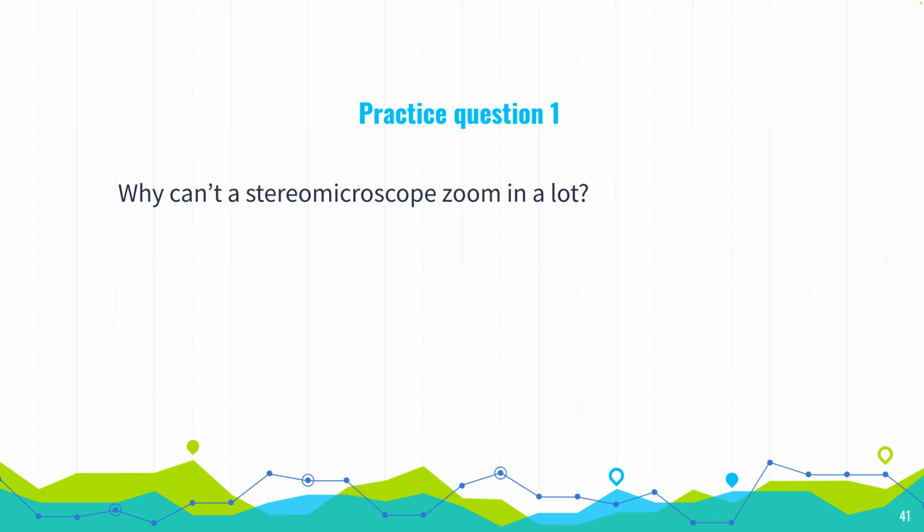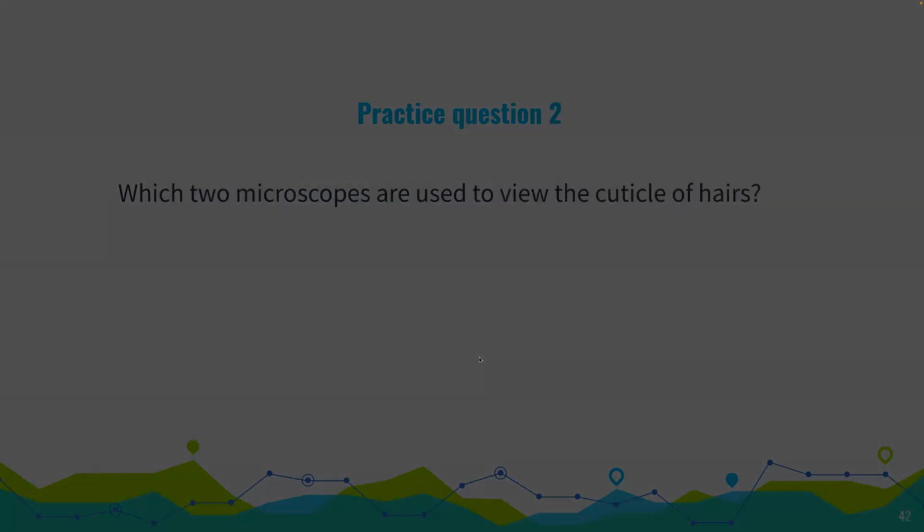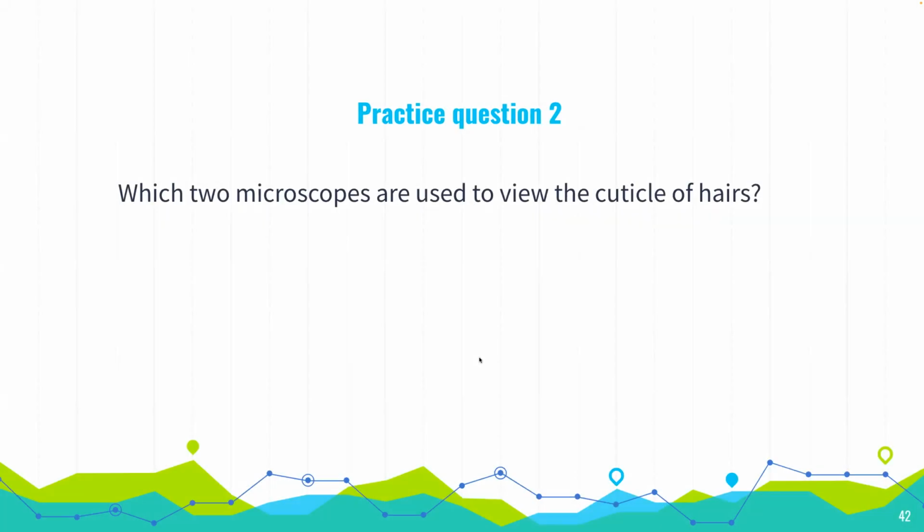All right, so the reason that the stereo microscope can't zoom in a lot is, again, like I mentioned before, it only uses light naturally reflected off of the specimen, so you can't really zoom in as much as you can with light actually added there. All right, question 2, again, 1 minute.